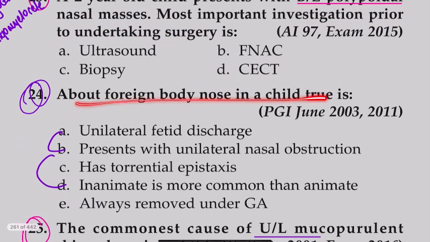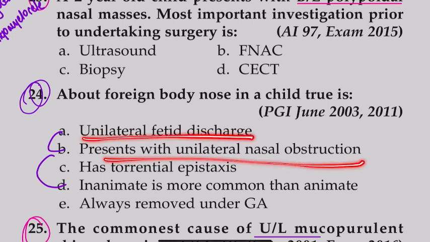About foreign body in the nose in a child, what is true? When there is a foreign body in the nose of a child, it will have unilateral fetid discharge. It presents with unilateral nasal obstruction, right? Inanimate objects are more common than animate objects, right? So these are the right statements.